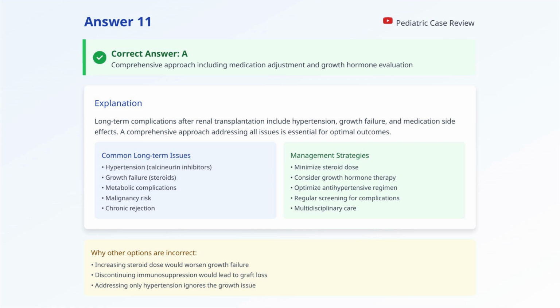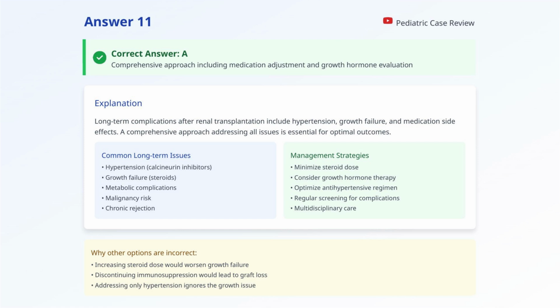Long-term complications after renal transplantation include hypertension, growth failure, and medication side effects. A comprehensive approach addressing all issues is essential for optimal outcomes. Common long-term issues include hypertension from calcineurin inhibitors, growth failure from steroids, metabolic complications, malignancy risk, and chronic rejection. Management strategies include minimizing steroid dose, considering growth hormone therapy, optimizing antihypertensive regimen, regular screening for complications, and multidisciplinary care.